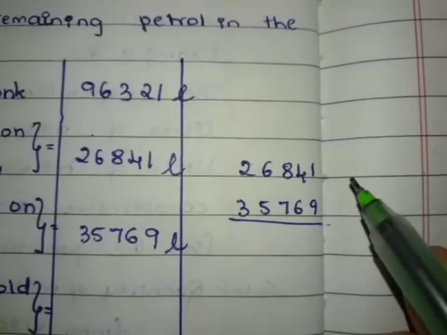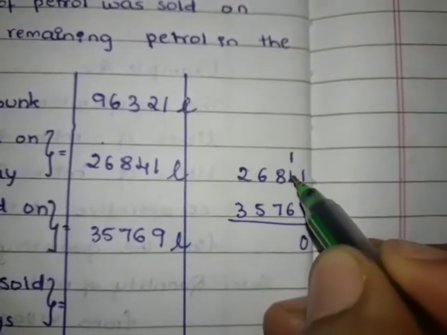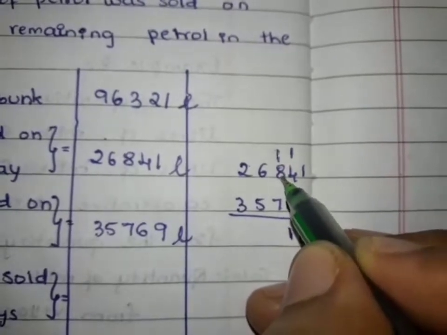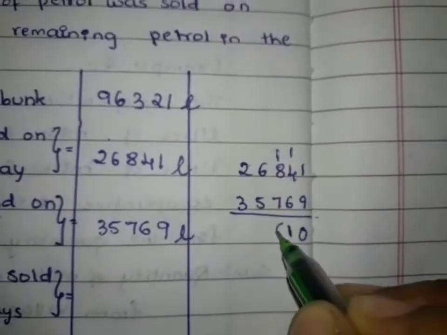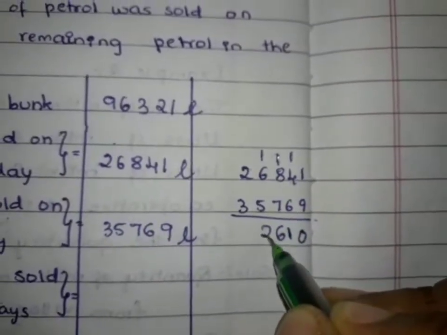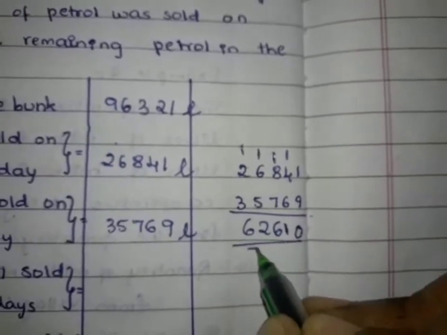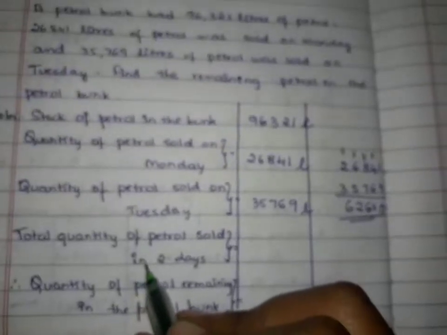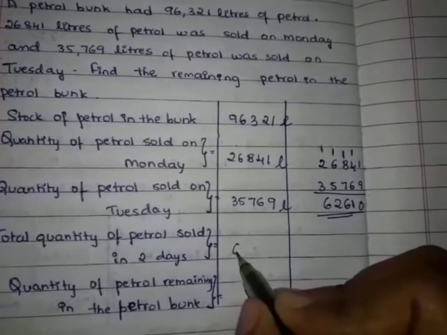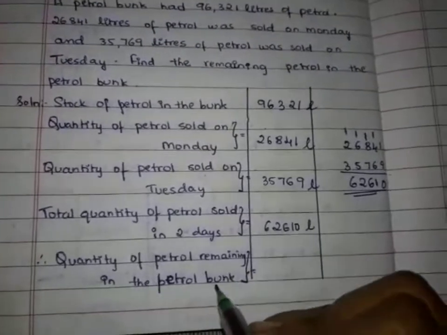Let us add them. 1 plus 9 is 10. 0 here and 1 carry. 1 plus 4 is 5. 5 plus 6 is 11. 1 carry. 1 plus 8 is 9. 9 plus 7 is 16. 6 here and 1 carry. 1 plus 6 is 7. 7 plus 5 is 12. 2 here and 1 carry. 1 plus 2 is 3. 3 plus 3 is 6. So the amount of petrol sold on Monday and Tuesday together in 2 days is 62,610 liters.